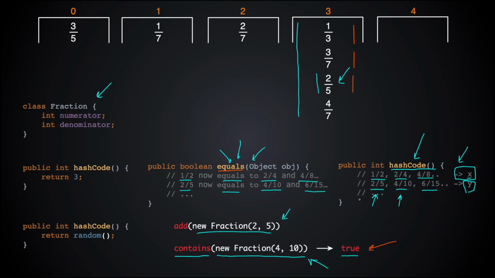So the answer to this question is that when we override either equals or hashcode function, we should always override the second function as well. And we should implement it in the way that equal objects should always return the same hashcode.